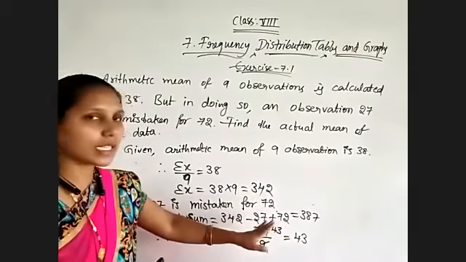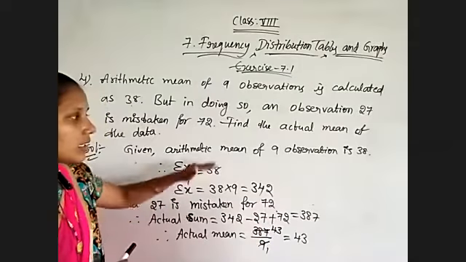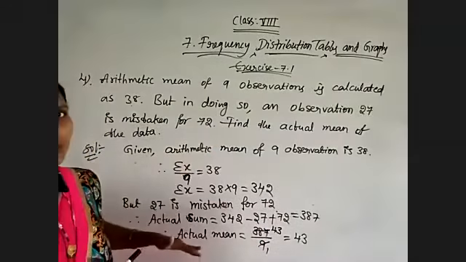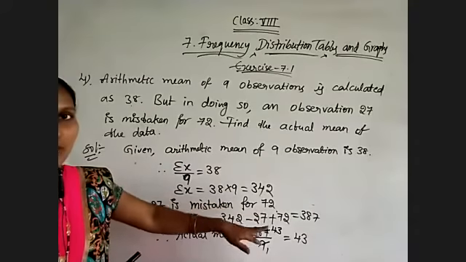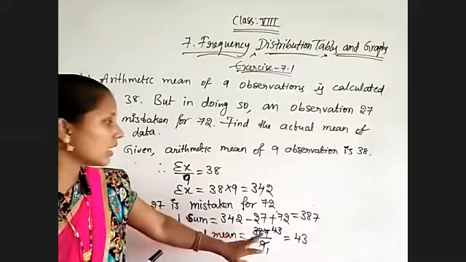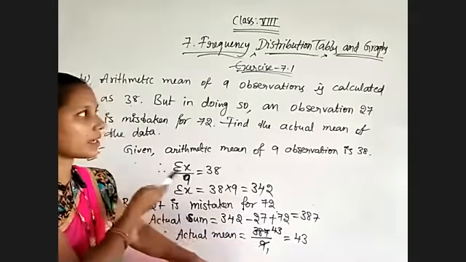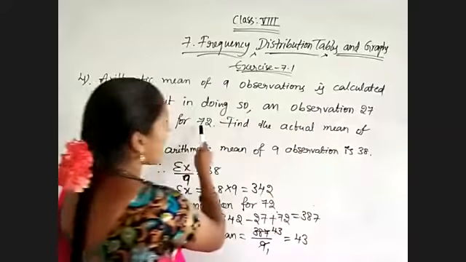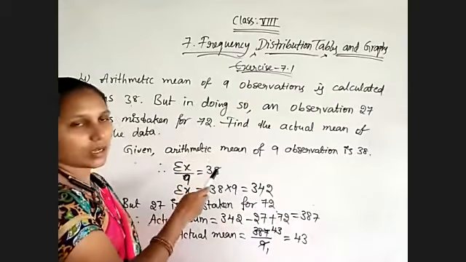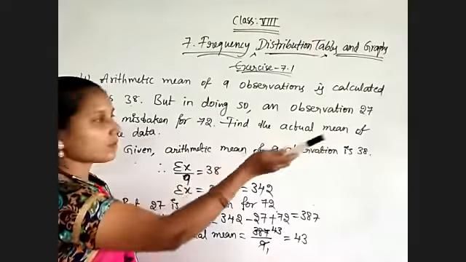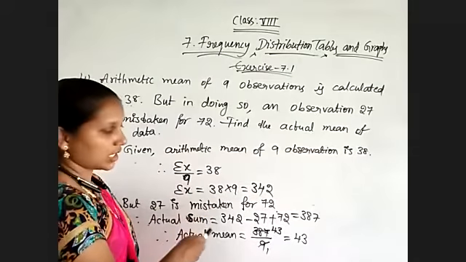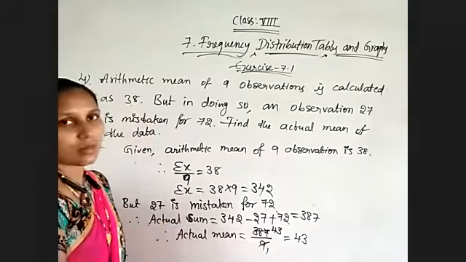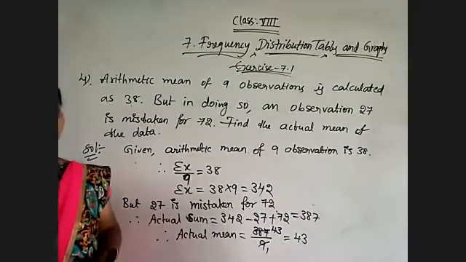After getting the original sum, divide that sum by the number of observations. The actual sum will be equal to 387. The number of observations is 9 only. Why? Because we are removing 27 and adding 72. That's all. Instead of one observation, we are replacing it with another one. The number of observations here is not changing. So then we got the actual mean using this.